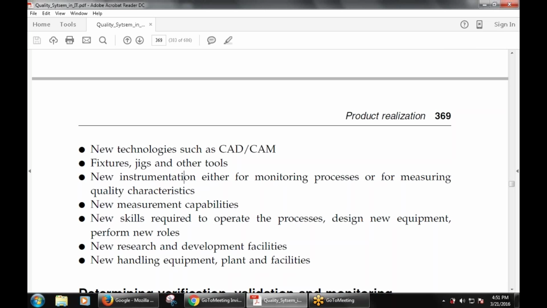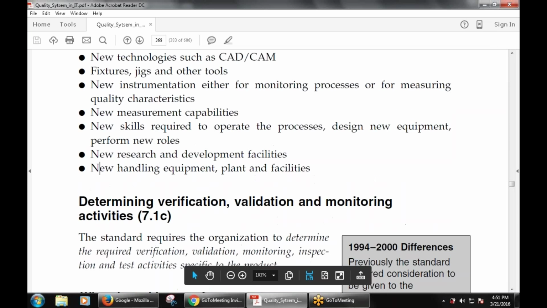There are new skills required to operate the processes, designed equipment used for this. In new resource development, there is also new handling equipment required, that is, the plants and facilities. Now, next is determining the verification, validation, and monitoring activities.